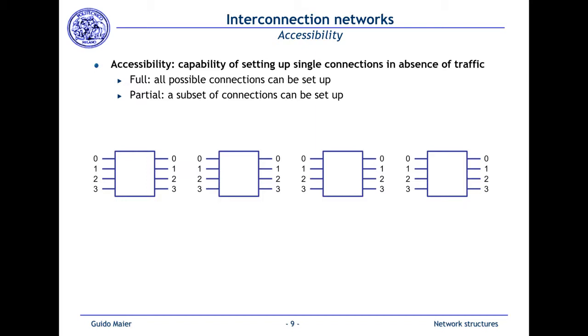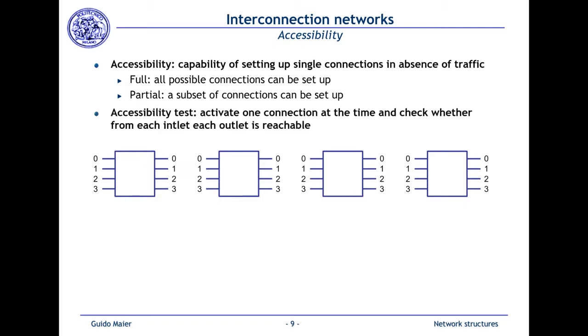When I'm talking about accessibility, in order to understand if an interconnection network has this property or not, I have to perform a test, which is the accessibility test. It is very simple. You just have to activate one connection at a time and check whether from each inlet I can reach all the outlets. Think about a realistic situation. You bought a chip implementing an interconnection network from a vendor, and before putting the chip in your equipment, you want to test it. So the first test to do is to check if there is communication between each inlet and each outlet, testing one connection at a time.